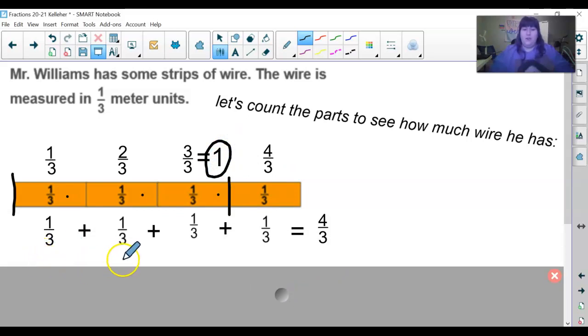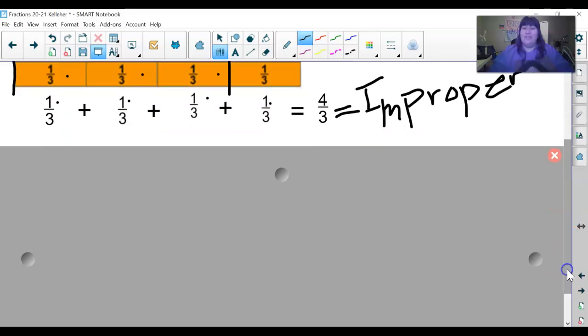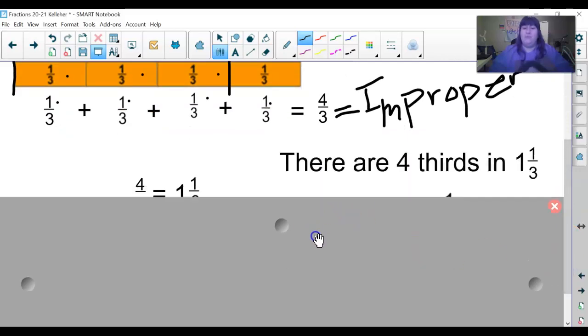1/3 plus 1/3 plus 1/3 plus 1/3. The denominators are the same, so you just have to add those numerators. 1 plus 1 plus 1 plus 1 equals 4/3. This is an improper fraction. Improper fraction, meaning that it's more than 1. In this case, Mr. Williams has more than 1 whole meter. In fact, he has 4/3 of a meter.